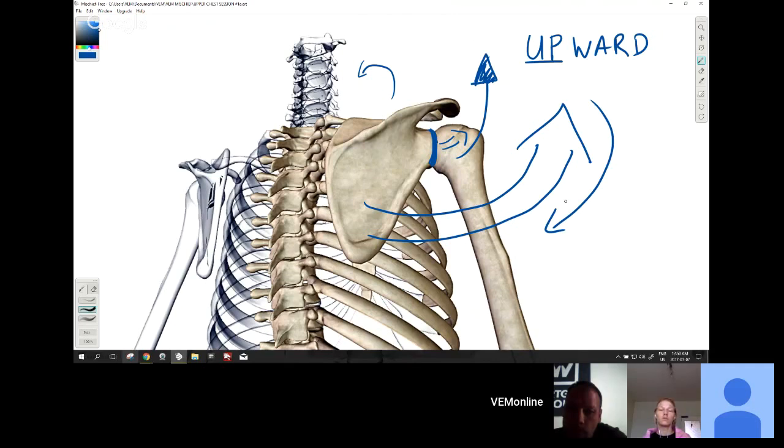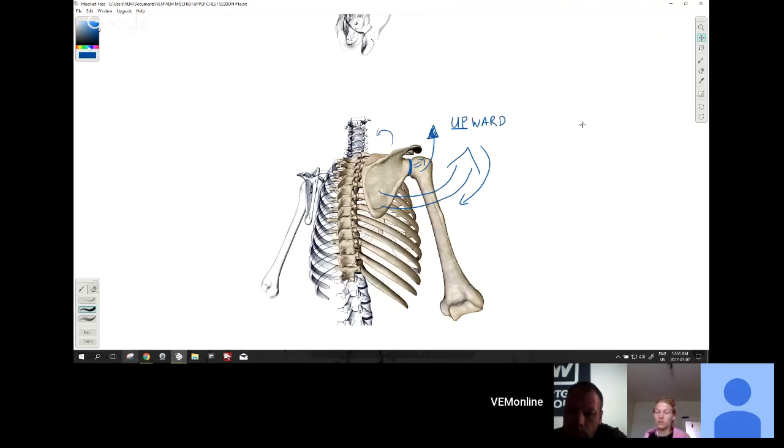So this is a key concept. Try to remember this one. Upward rotation, downward rotation. When you see something in some scientific literature where they talk about shoulder movement, scapular rotation, you will know what is upward rotation and what is downward rotation. Don't confuse this. It's very easy to confuse this stuff. Okay, let's go back, and that's pretty much it.